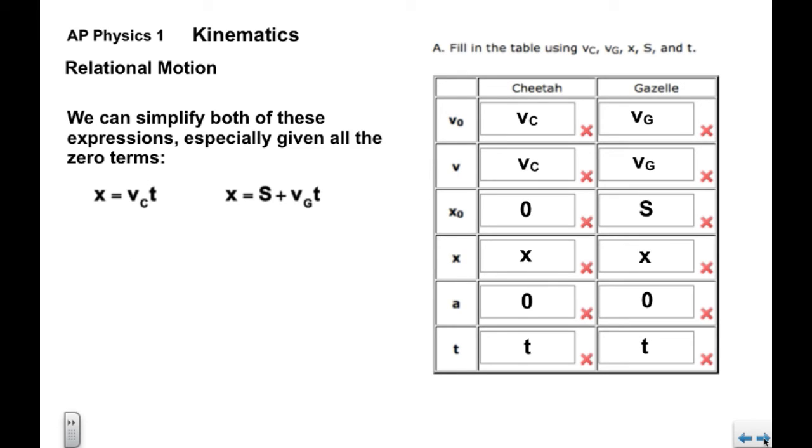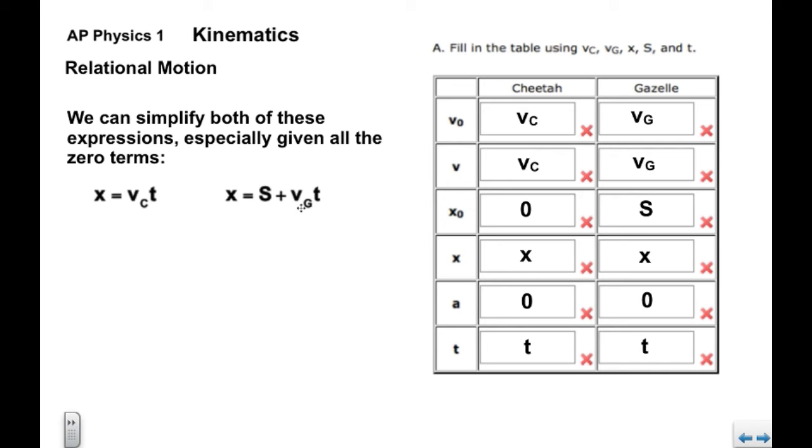We're going to simplify them both. We have those 0 terms, so we can get rid of them. This is the cheetah. Final position equals vc times t. This is the gazelle. Final position equals s plus v sub g times t. Now, this is our system of equations. The two things we don't know are where and when.